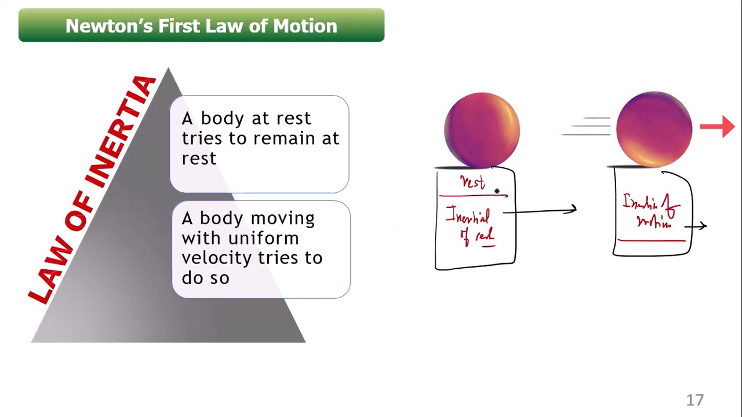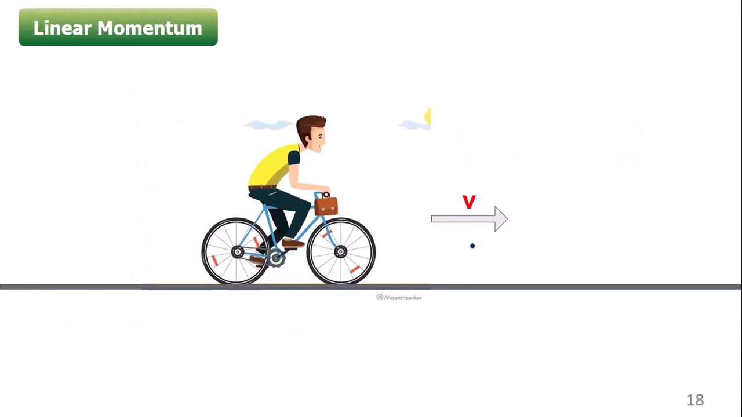So in both situations, what I am trying to achieve is to change the state of inertia. That's why it's called the law of inertia. So the first law is nothing but the law of inertia. Now moving on to the next law, which is called the second law.